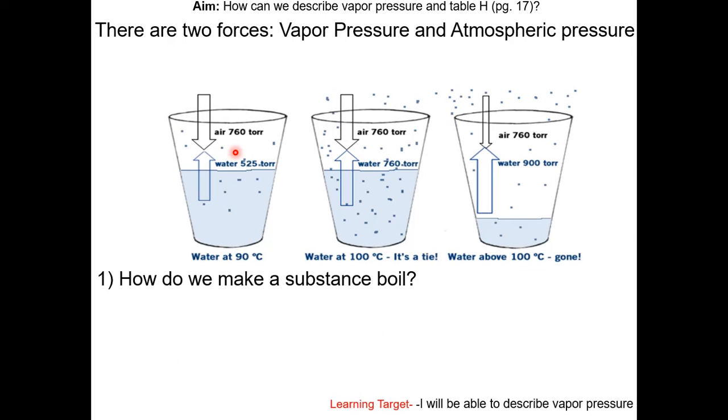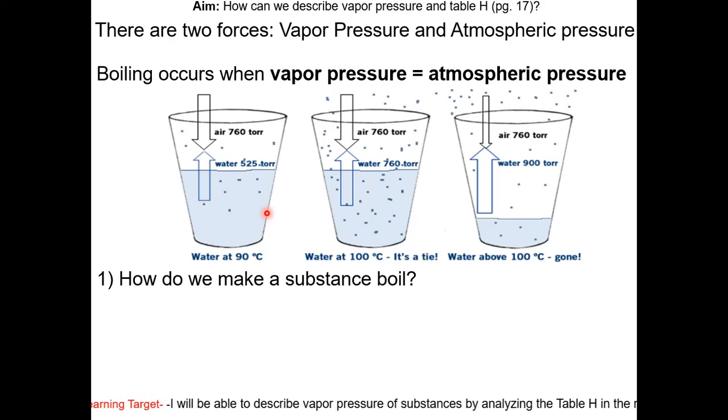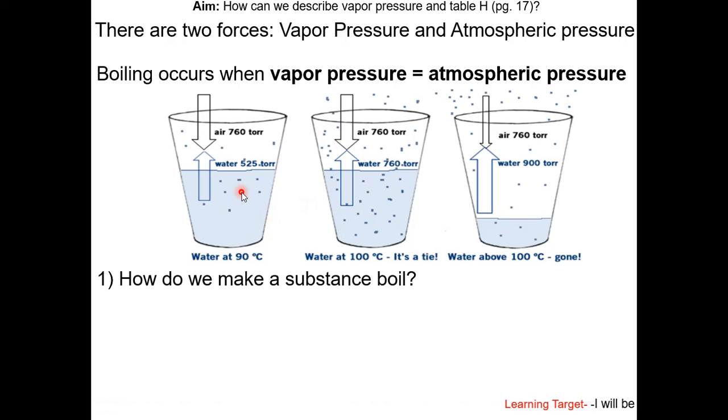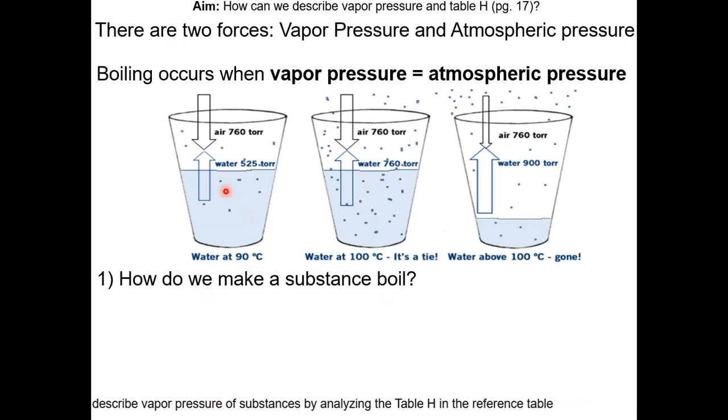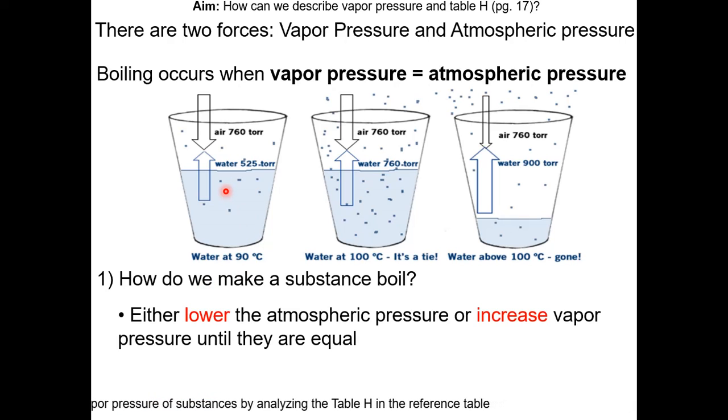There are two forces acting on the liquid. The vapor pressure is pushing up, and the atmospheric pressure is pushing down. Boiling only occurs when both forces are equivalent. Normally, the air pressure will be greater than the vapor pressure. That's why liquids do not spontaneously boil at STP. So how do we make a substance boil? We can either increase the vapor pressure or lower the air pressure.